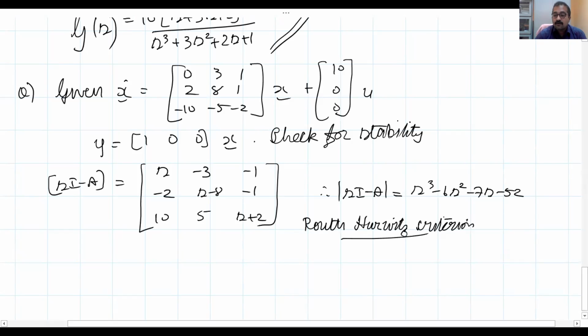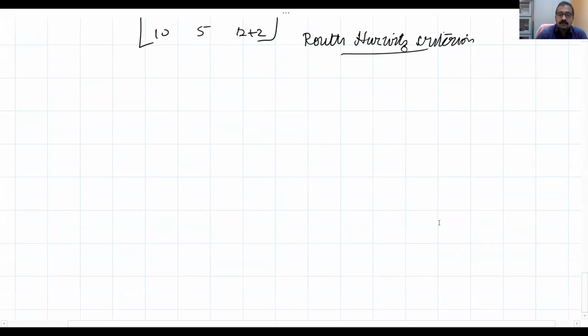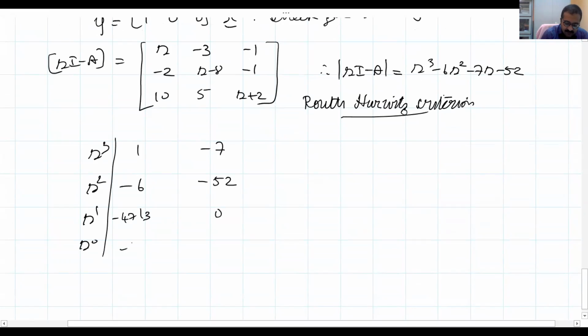Okay, so the highest power of s in the polynomial is 3, so our table should start from s cube: s cube, s square, s raised to 1, s raised to 0. The first row is 1, minus 7. Next one is minus 6, minus 52. Next one is minus 47 by 3, which is 0. And the next element is minus 27.